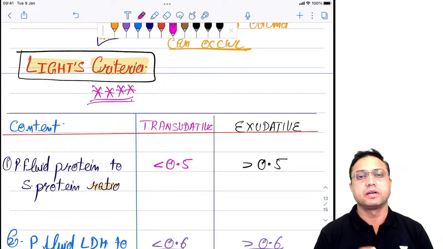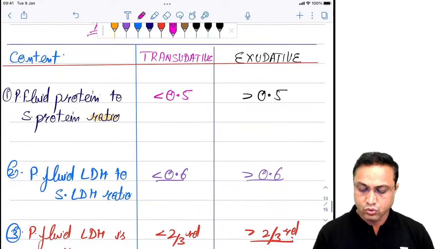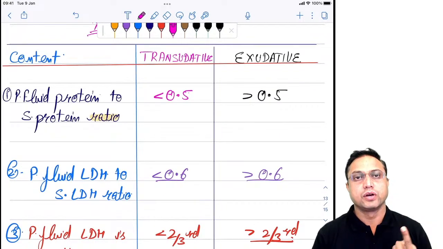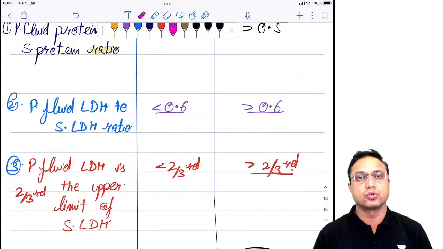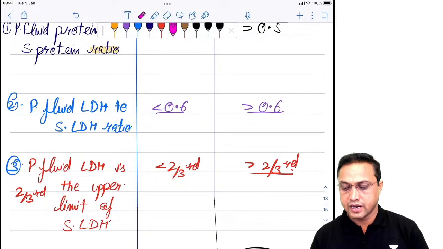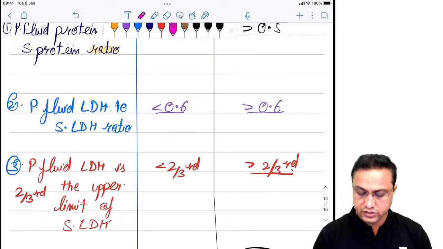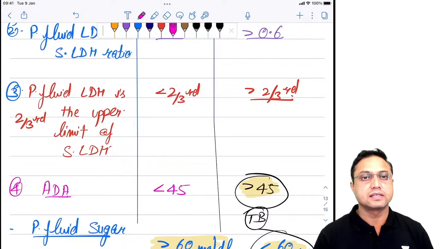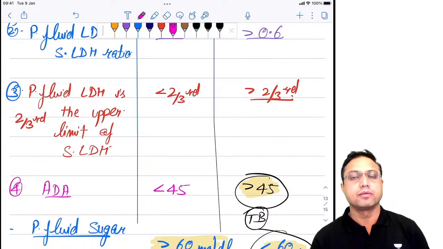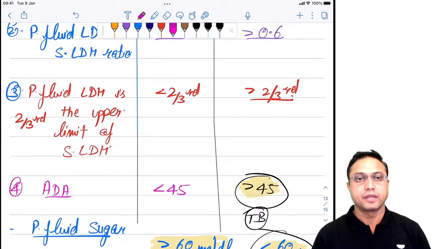So many questions have come as a direct simple one-liner or in a framed question. What you have to look at first is the pleural fluid protein to serum protein ratio. Transudative is less than 0.5, exudative is more than 0.5, right? Pleural fluid LDH to serum LDH is less than 0.6 in transudative, and in exudative it is more than 0.6. Pleural fluid LDH less than 2/3 the upper limit of serum LDH is transudative; in exudative it is more than 2/3 the upper limit.